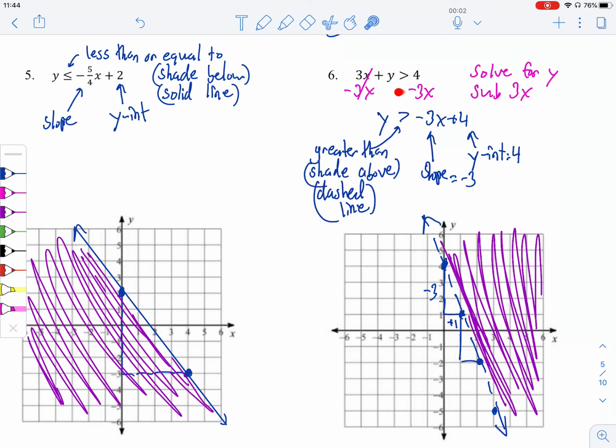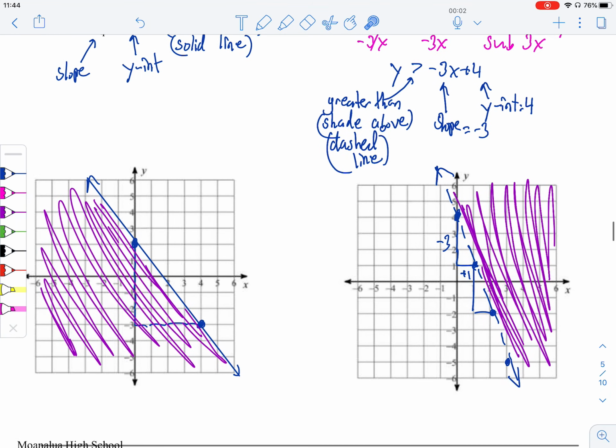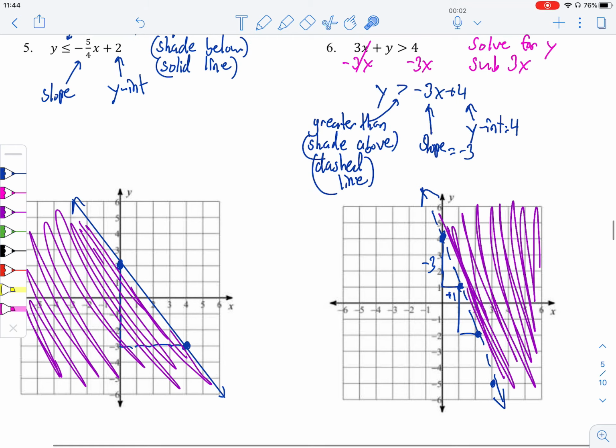So if it's in standard form, first you need to solve for y by subtracting your x value on the left from both sides, then dividing by the coefficient. This one didn't have a coefficient other than 1, so we just leave it. And then we graph it the same way and shade.